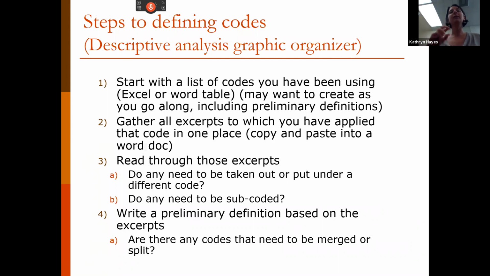Read through all the excerpts and first of all ask, is there any that actually need to be taken out or need to have a different code? Because some of them will be coded not the correct way. The other question you ask yourself is, do I want to break into any subcodes? For example, if you have like 50 excerpts under one code, you will really want to think about subcodes, because obviously there's probably several things happening in that giant data set. All right. Then you should write a preliminary definition based on those excerpts. So I'm going to show you in the graphic organizer.